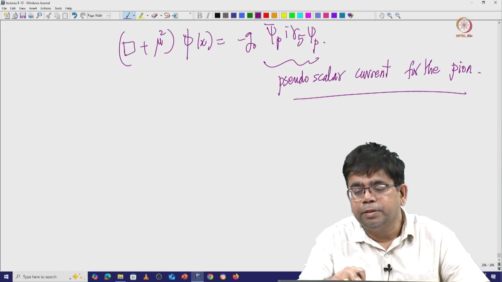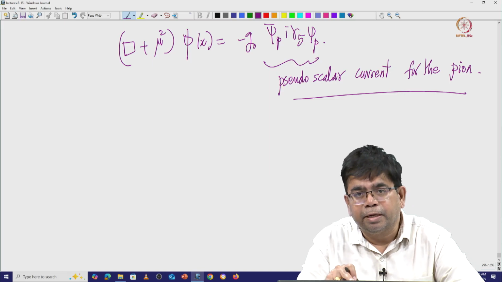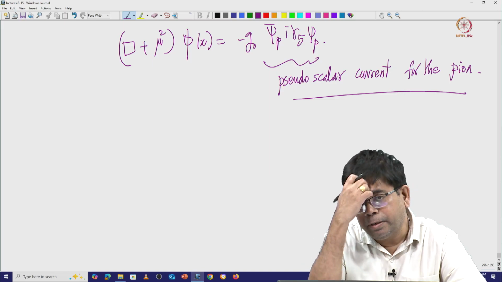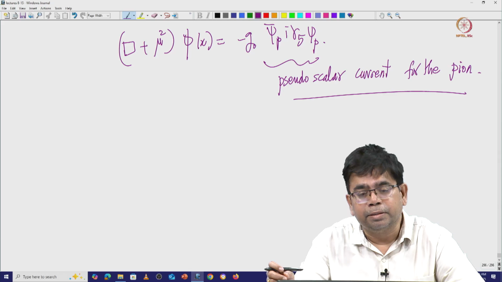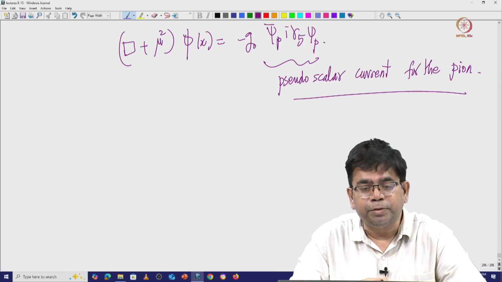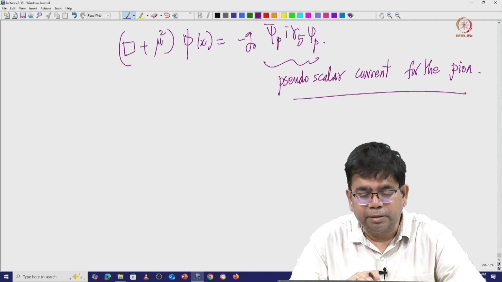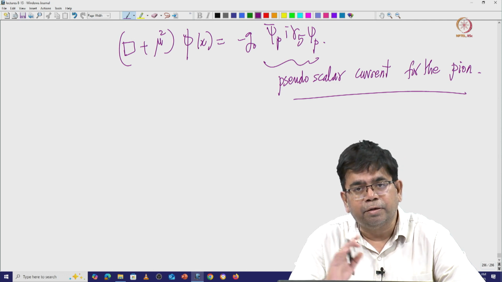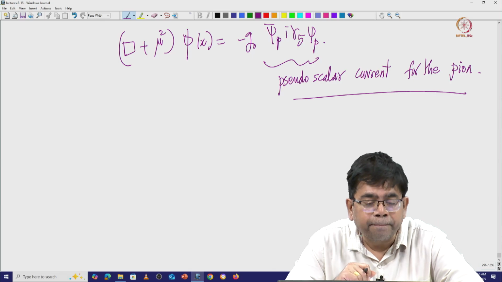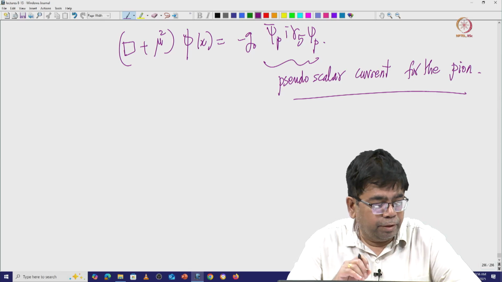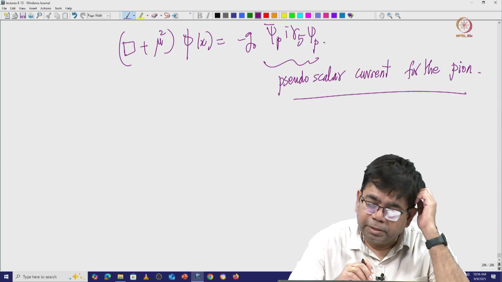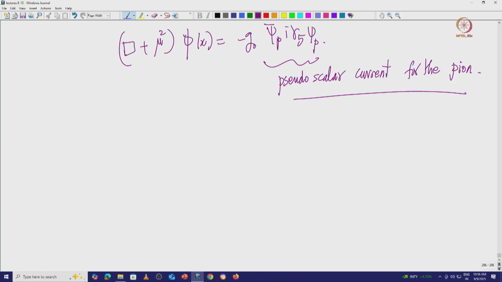So this is not the scalar current, it is a pseudoscalar current which acts as the source for the pion propagator essentially. So the pion equation of motion. Now this pseudoscalar current of the protons acts as a source, and similarly the pseudoscalar current of the neutrons acts as a source for this. Good, okay.